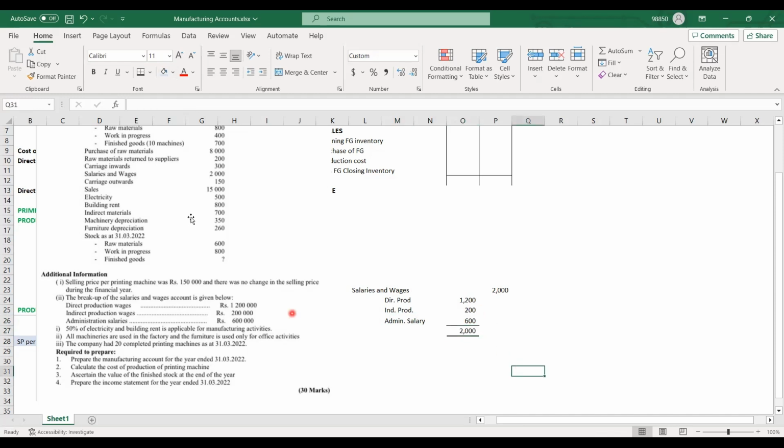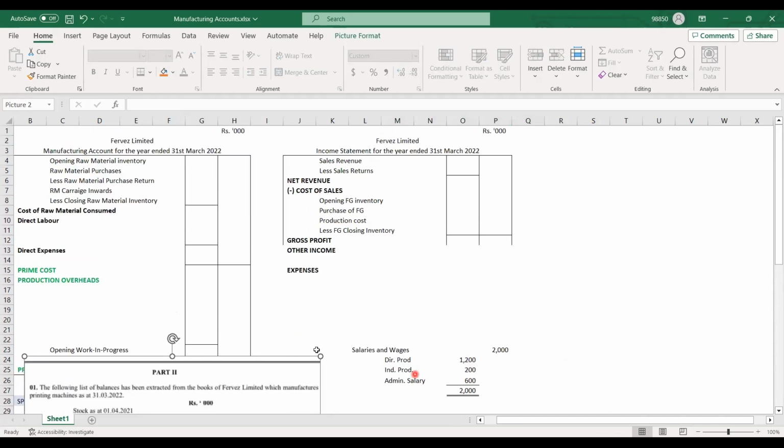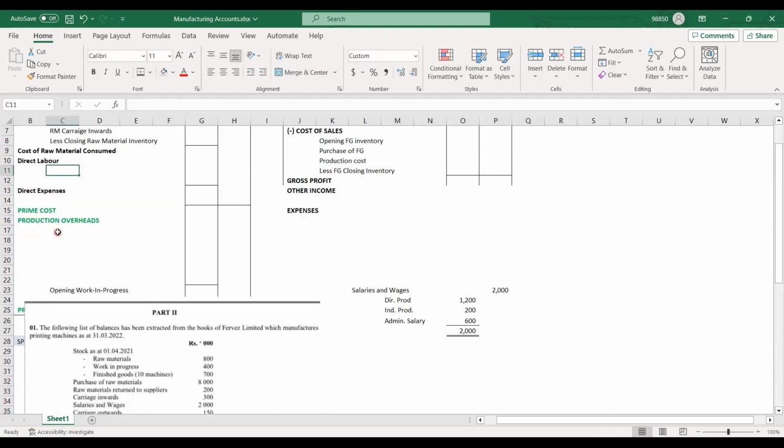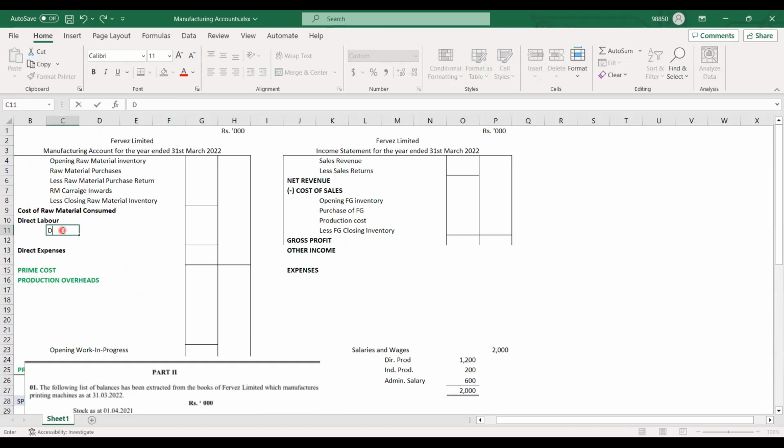So yes, it's true, right? The entire account is there. There's nothing missing. So now all you have to do is again categorically write them down in the correct places. So you know direct production is a prime cost, right? It's directly related there. So here you're just going to write down direct production wages under direct labor. That would be 1,200.